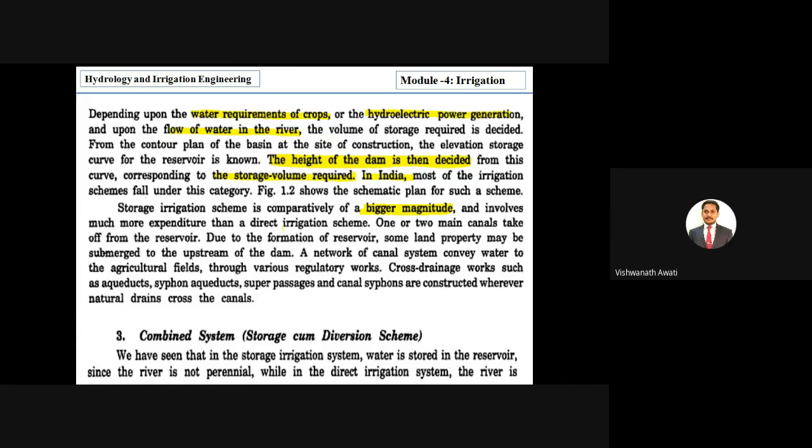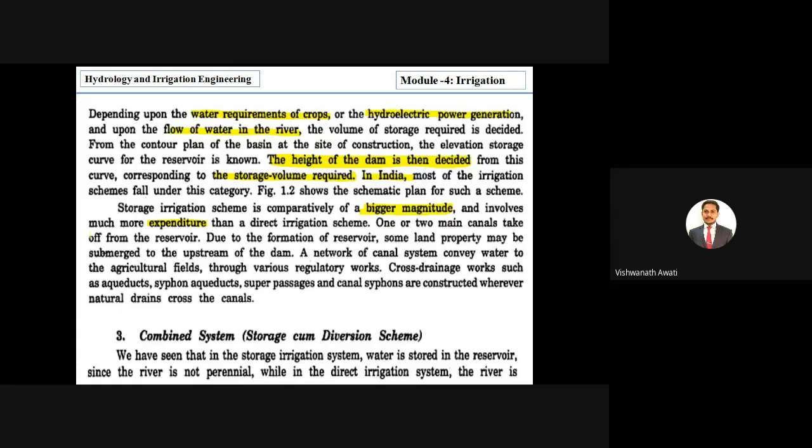If you get a question to make a difference between direct irrigation and storage irrigation, then you can write: direct irrigation is of smaller magnitude, and storage irrigation is of bigger magnitude, and the cost or expenditure required is more in storage irrigation and less in direct irrigation.